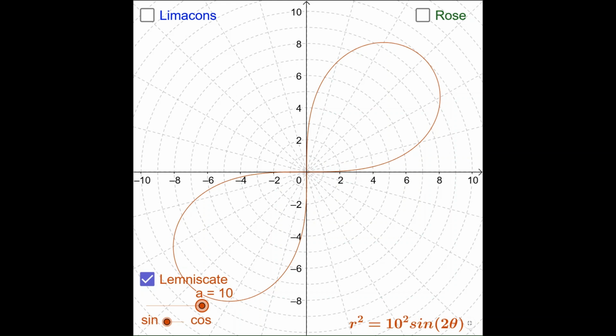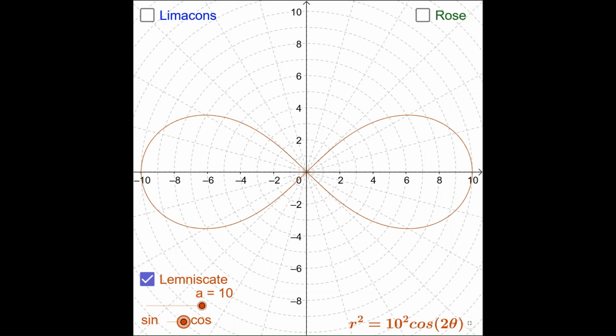So what happens if we switch this to cosine? If I have the graph of r squared is equal to 10 squared cosine of 2 theta, I still have two loops. They both meet at the origin, and they both have a radius of 10. They extend outwards to the circle of radius 10. The only difference is that instead of the graph being slanted diagonally, oriented on that 45-degree line, they are now oriented on the positive and negative x-axis.